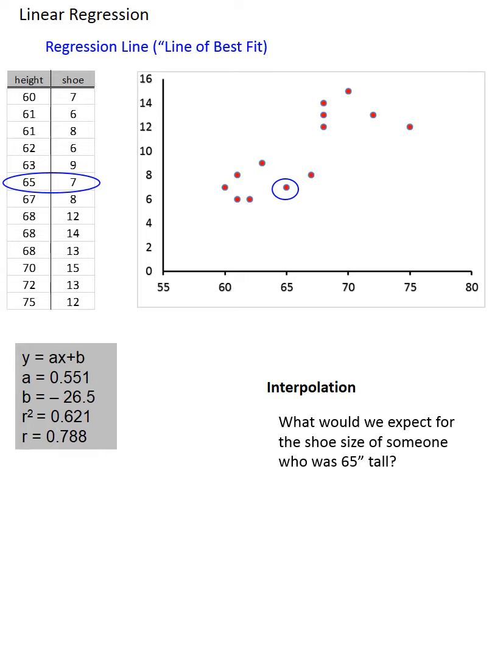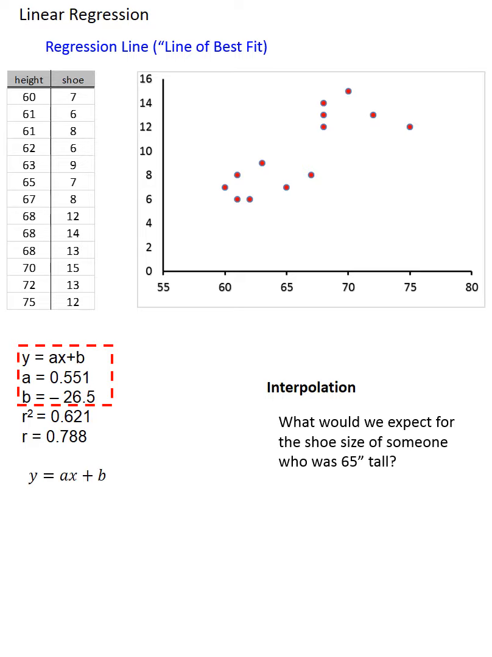So when we ask questions like, what would we expect for the shoe size of someone who's 65 inches tall, we're not really looking at our specific small data set. We're really asking a question about the population. Well, how would we go about doing that if we don't have any other information from the population at large? Well, it turns out we can take the A and the B from the linear regression screen in our calculator and use those to make some sense out of the population as a whole.